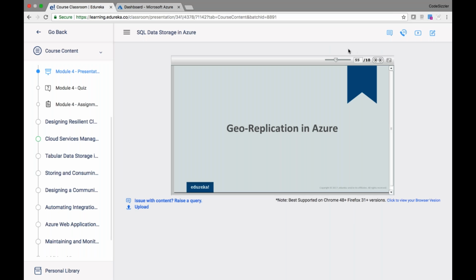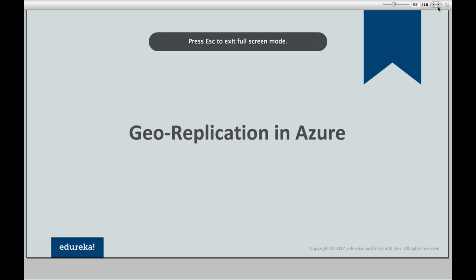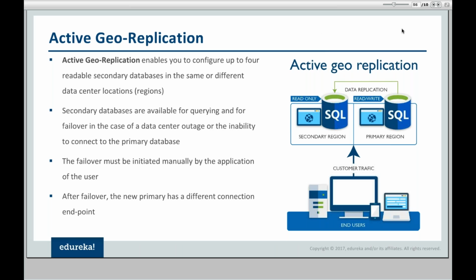Okay. So I can go here. I will just brief you guys about the geo replication, then I will work on it. So the geo replication is where you're going to configure up to 4 readable secondary databases in the same or even different data center regions that you have. So you can put up the secondary database which are available for querying and for failover in case of a data center outage, and you can connect with the primary database. The failover must be initiated manually by the application of the user. After the failover, the new primary has a different connection endpoint.